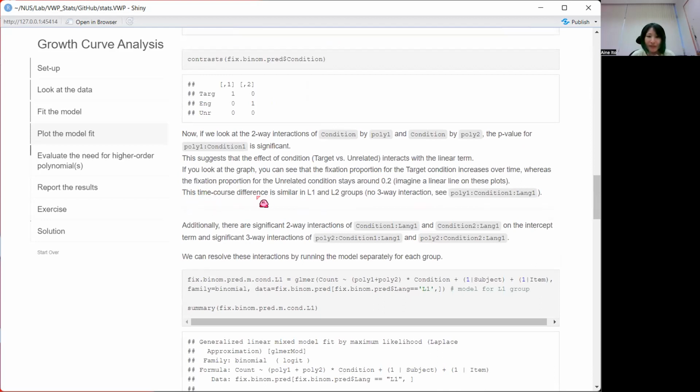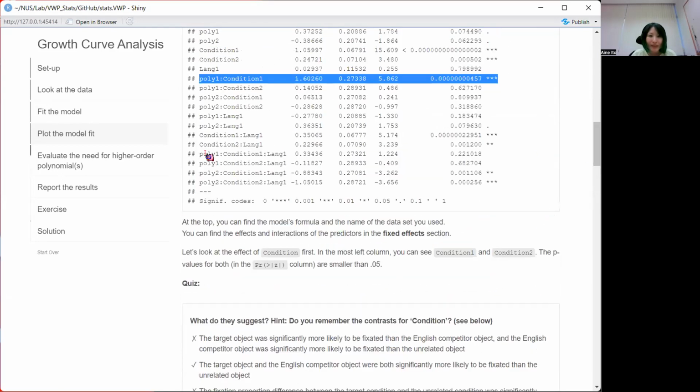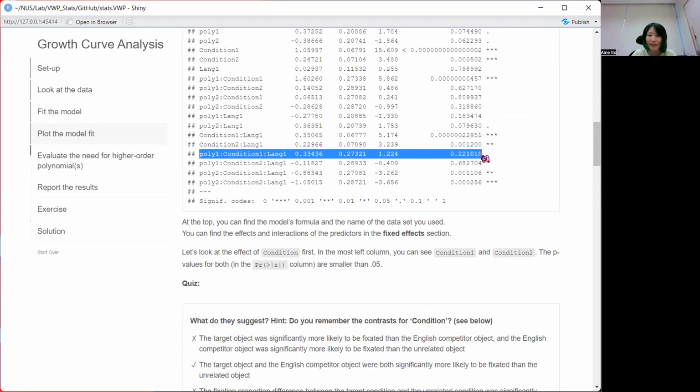The time course difference is similar in both groups, and so there's no three-way interaction. So this interaction didn't further interact with the language group, right? That's what we can see here. So this three-way interaction was not significant.